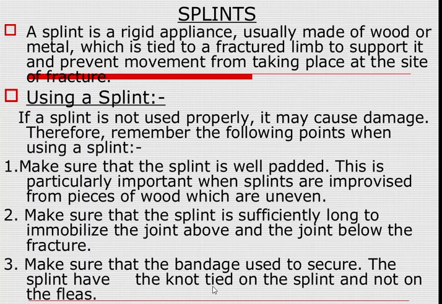Today we will continue with the next types of bandages, under that one cover topic, that is a splint. Splint, the definition that we have already discussed before, is a rigid appliance, usually made up of wood or metal. A splint can be made of either wood or metal, which is tied to a fractured limb to support it and prevent the movement from taking place at the site of the fracture.